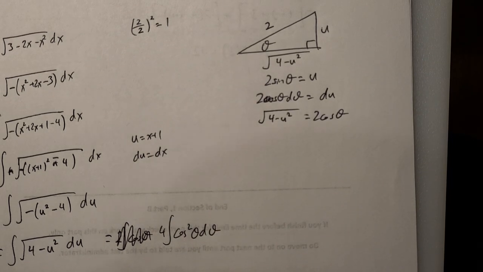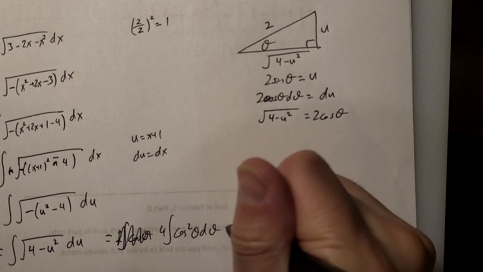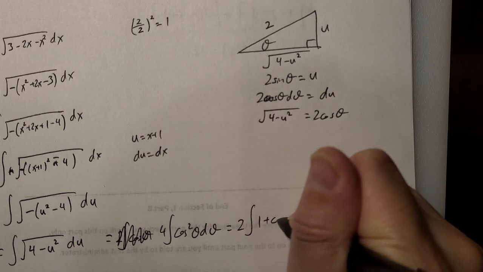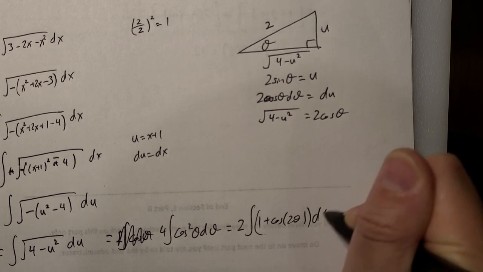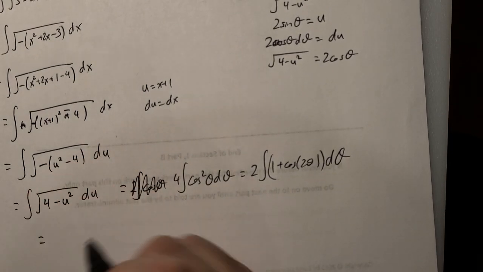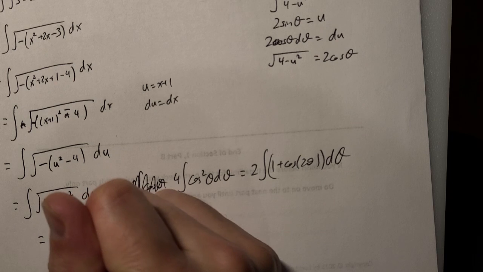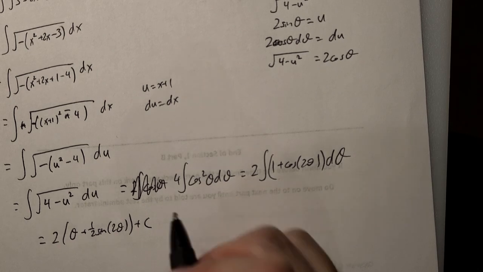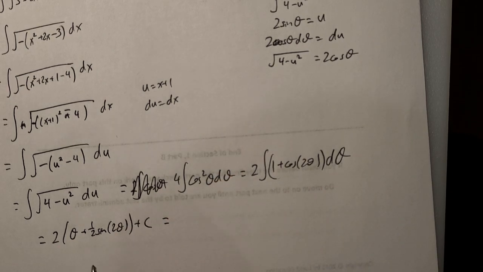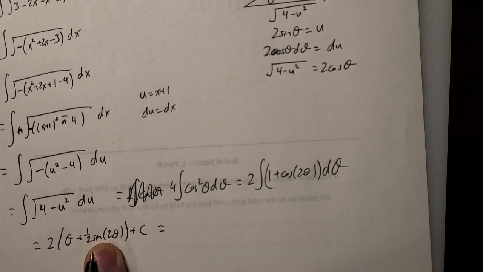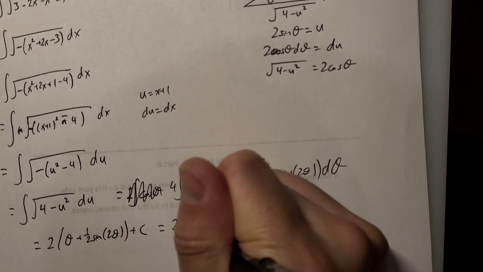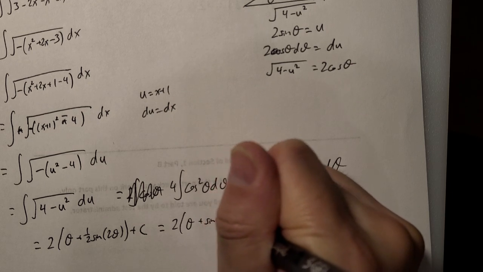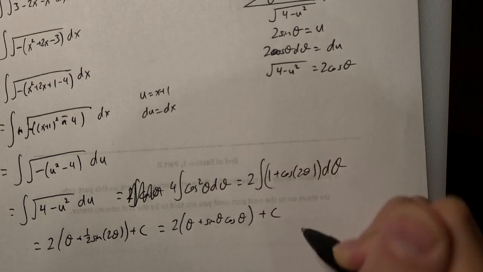We know how to solve this. This is a half angle formula. So it'd be 4 times half, which is 2, integral 1 plus cosine 2 theta d theta. So we get 2 times theta plus half sine of 2 theta plus c. Here's where we still have quite a lot of work. We had to back substitute twice actually, but before that, sine 2 theta, we have to use the identity. Sine 2 theta is 2 sine theta cosine theta. So we would get plus sine theta cosine theta plus c.